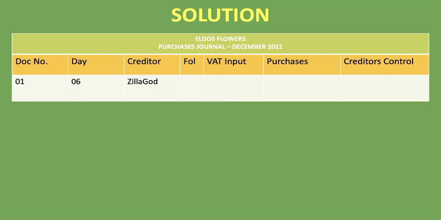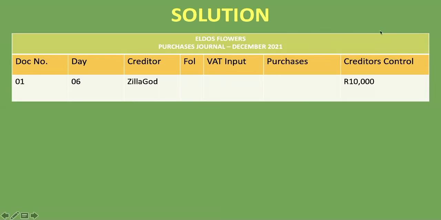So let's put the name of the creditor, Zilla God, and under the creditors control column we put 10,000 rand. Now we have to calculate the purchases amount and the VAT input amount. Very important, creditors control. Why did we put the full amount there? Because the full amount including VAT goes to the creditors control column, meaning all our creditors including VAT.